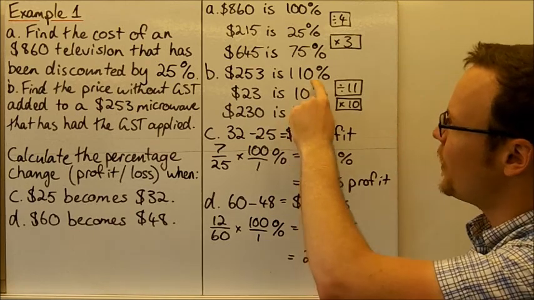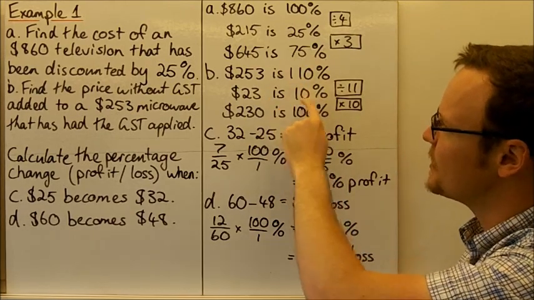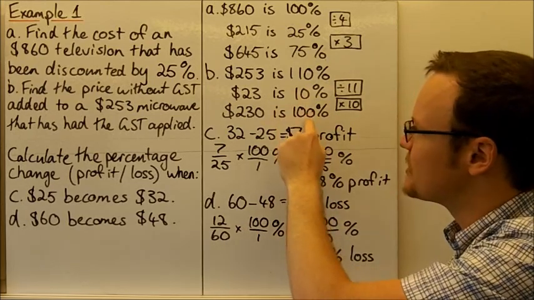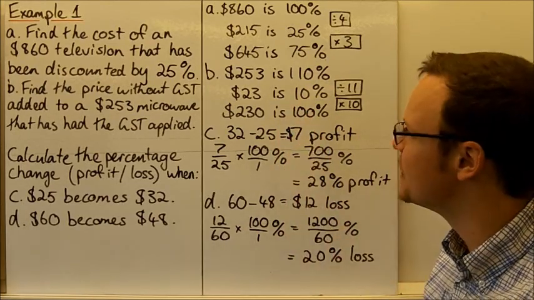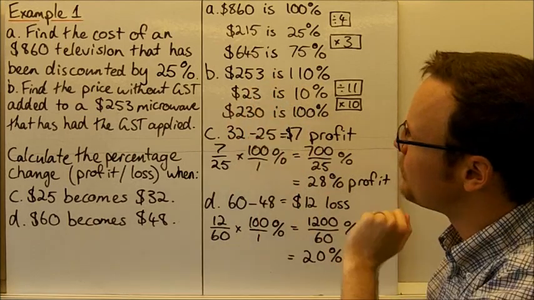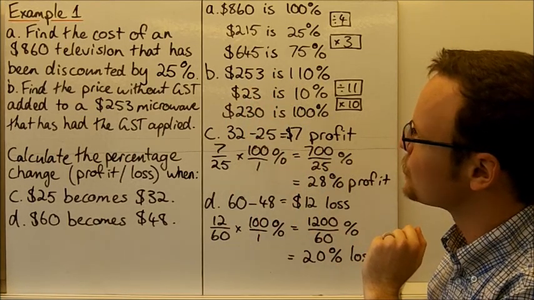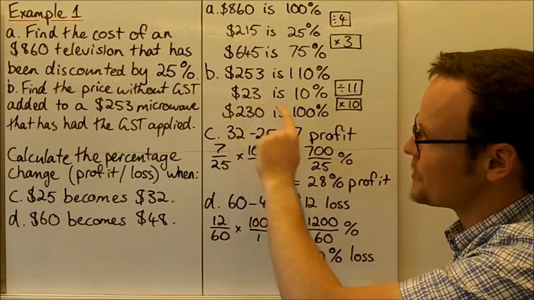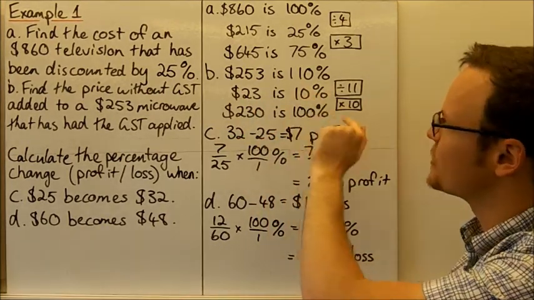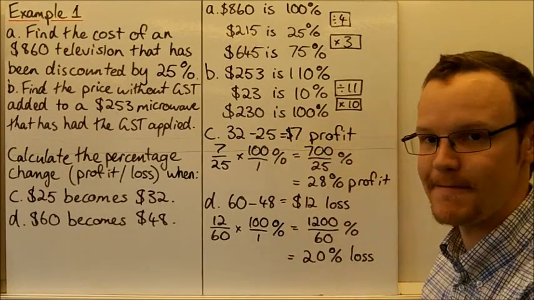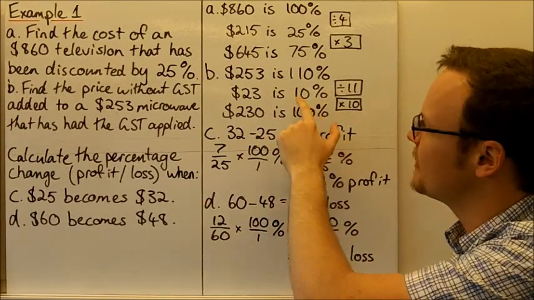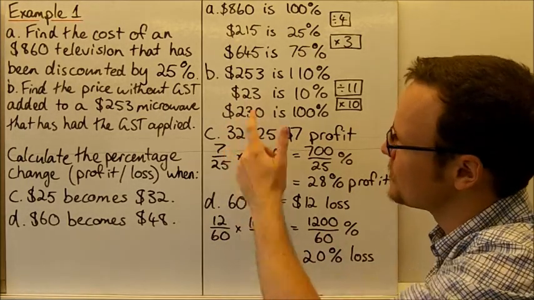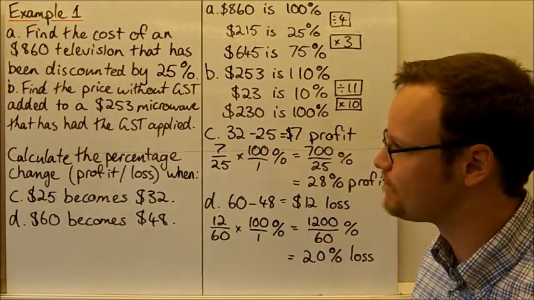So we can divide 110% by 11 to get a chunk, a unit of 10%, because then that will be easy to multiply up to 100%. So dividing both of these by 11, 253 divided by 11 is $23, and 110% divided by 11 is our 10%. We can then multiply by 10 to get back up to 100%, to get back up to our original amount. So that times 10 is $230.